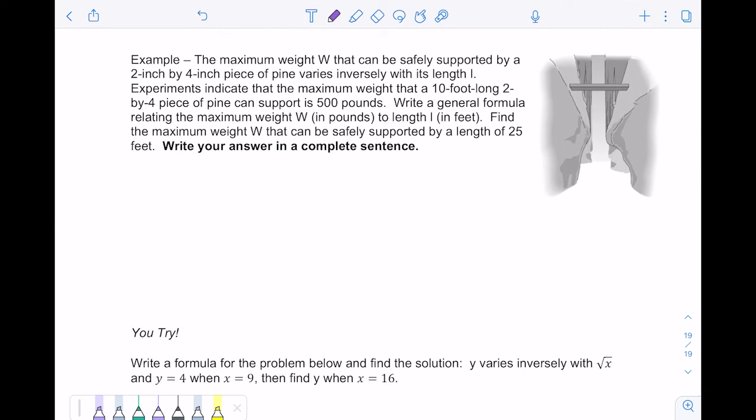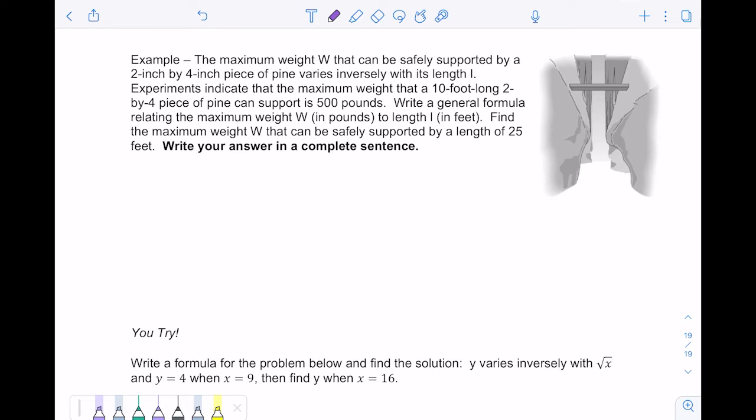The maximum weight W that can be safely supported by a 2-inch by 4-inch piece of pine varies inversely with its length L. Experts indicate that the maximum weight that a 10-foot long 2x4 piece of pine can support is 500 pounds. Write a general formula relating the maximum weight W in pounds to length L in feet. And then find the maximum weight W that can be safely supported by a length of 25 feet.